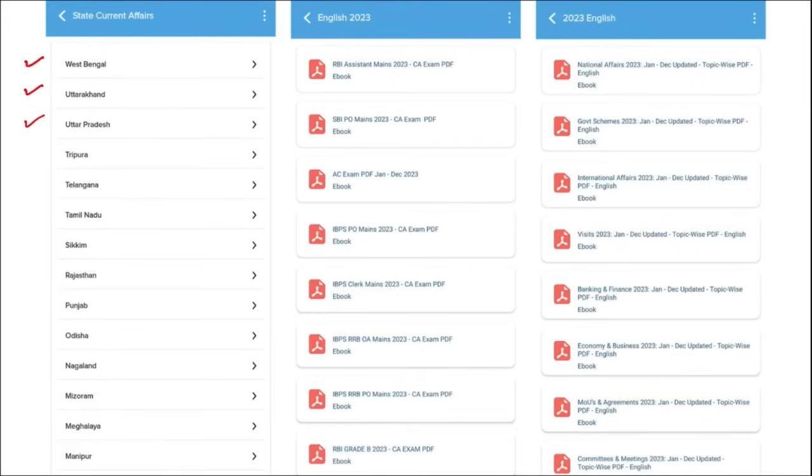Apart from this, we also make sure to cover the topic-wise current affairs such as your national affairs, government schemes, international affairs, banking and finance, economy and businesses, as these are the topics from which the examiner definitely asks the question, and these are covered on the monthly basis. So friends, do check our application. It will be a one-stop solution for learning.